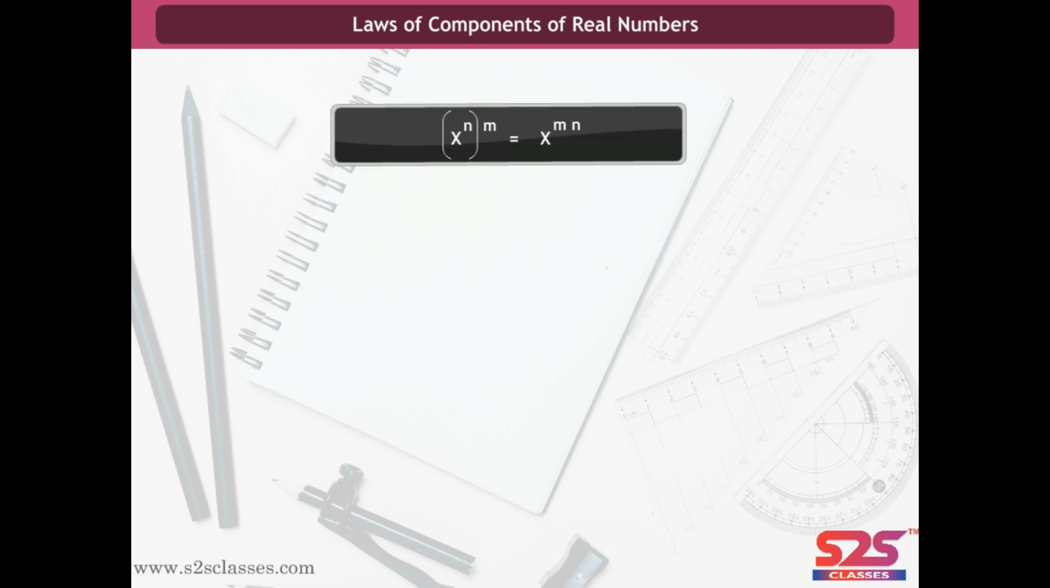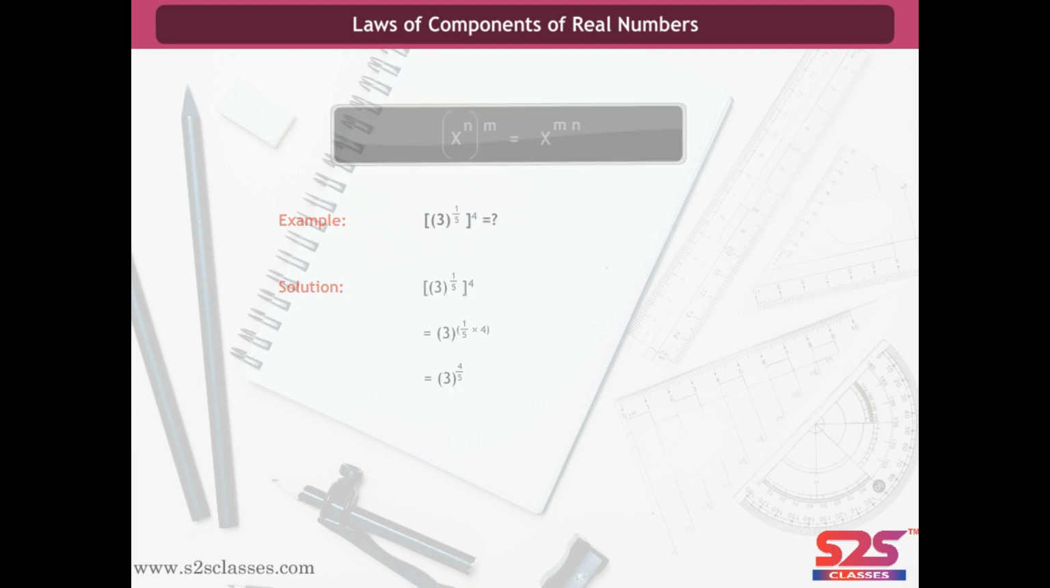Now the third law is x raised to the power n, all raised to the power m, is equal to x raised to the power m into n, or x raised to the power mn. Let us see some examples. 3 raised to the power 1 by 5, all raised to the power 4, is equal to 3 raised to the power 1 by 5 into 4, or 3 raised to the power 4 by 5.